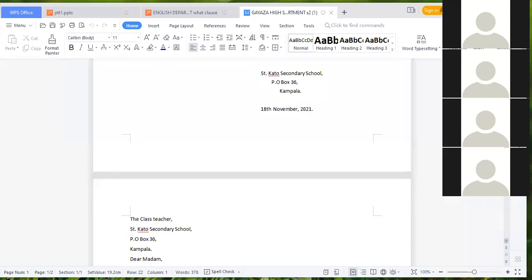Between the sender's address and the date, and then between the date and the receiver's address. Those are the two lines we skip. Pardon? Okay, Jovia. Thank you, teacher.